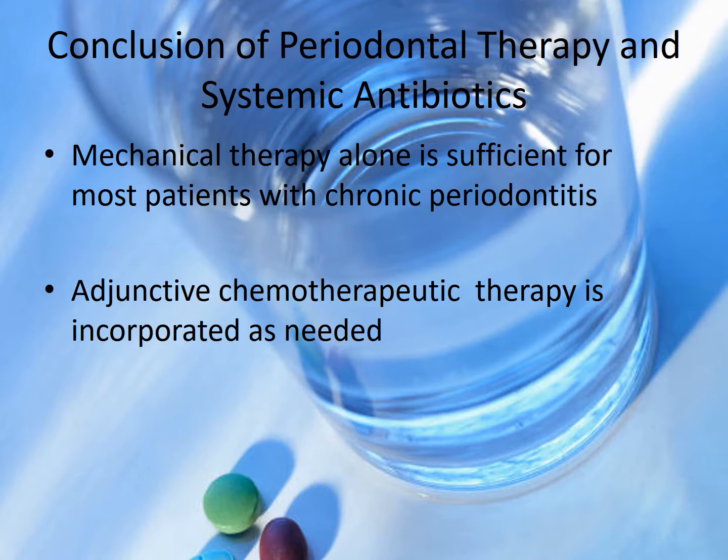The take-home message is that mechanical therapy alone is sufficient for most patients with chronic periodontitis. Therefore, we do not need to incorporate the systemic antibiotics and create situations where we can develop bacterial resistance and so forth. You would only use them again in situations where you see that therapy alone is not being effective. Also, it can be used as an adjunctive chemotherapeutic therapy, and that again is when it's indicated. So that is on a case-by-case basis.